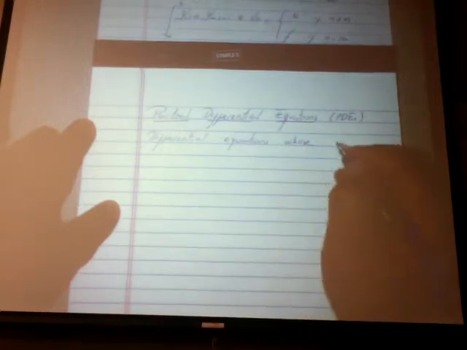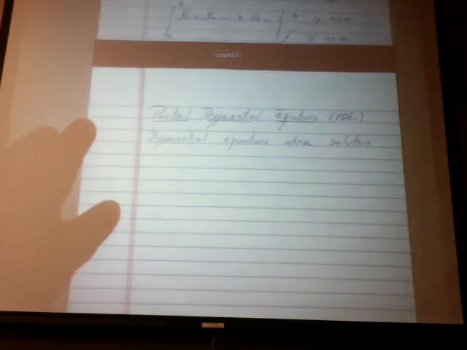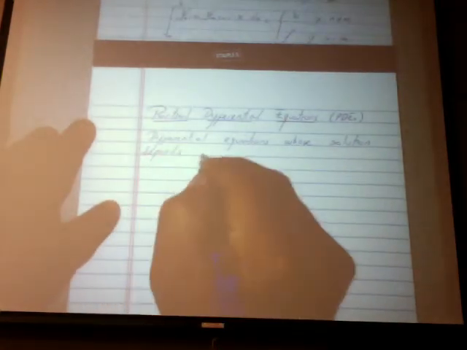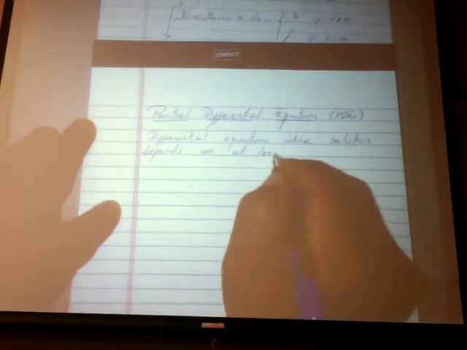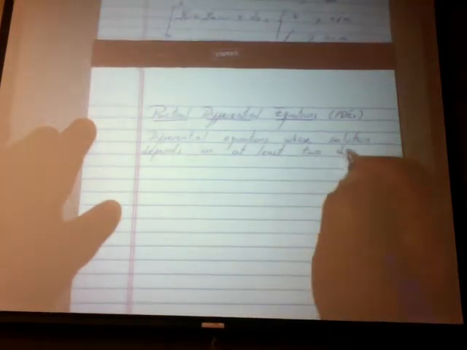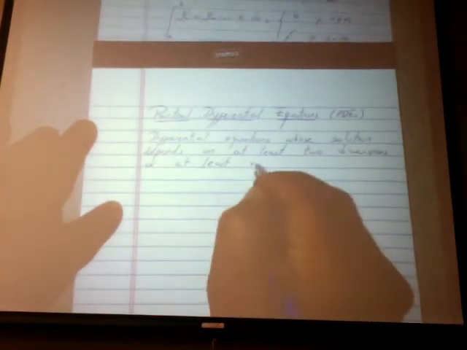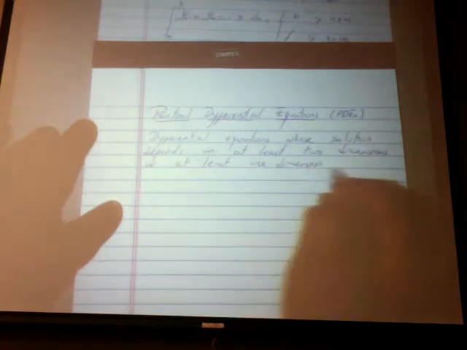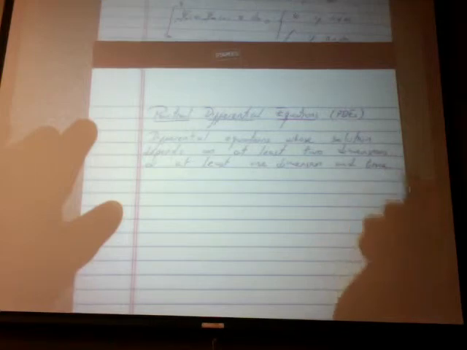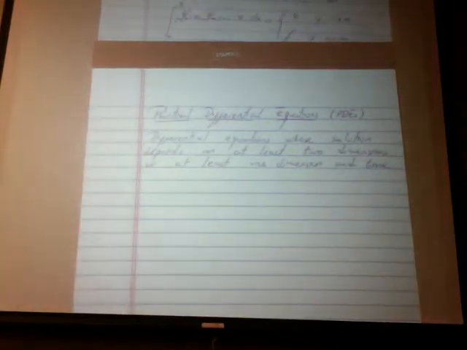whose solution depends on at least two dimensions, or at least one dimension and time. Therefore, you're going to see partial derivatives in the equation. The dependent variable, or the solution to ordinary differential equations, is a function of one variable, and therefore the only derivatives you'll see are ordinary or total derivatives. In this case, you'll see partial derivatives.